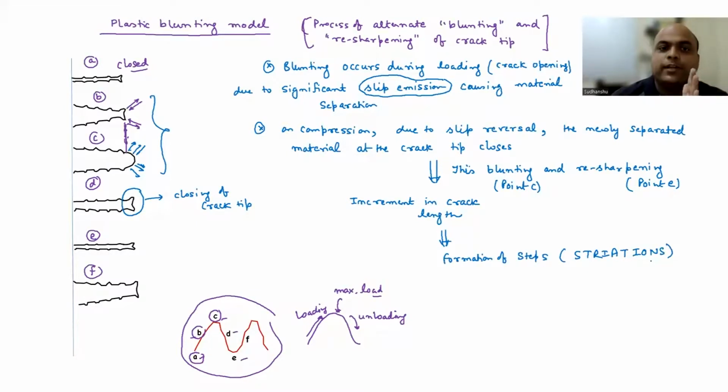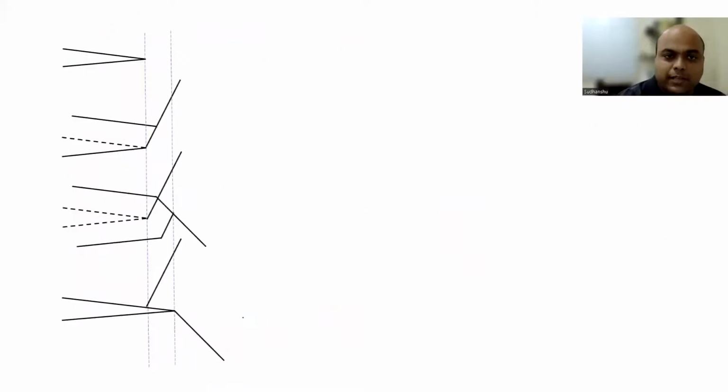Now this process is going to be repeated with the number of cycles. As you go to point F, your crack again opens, there will be blunting, and it is going to reach, say, point G, and there will be crack increment, and resharpening again during unloading, and again formation of striations. So for each cycle, you get one crack increment, one step. Each cycle is going to give you one striation. And this is what the plastic blunting model is all about: repeated blunting and resharpening of the crack tip. Now the other model, which I have shown here, is the alternating slip model.